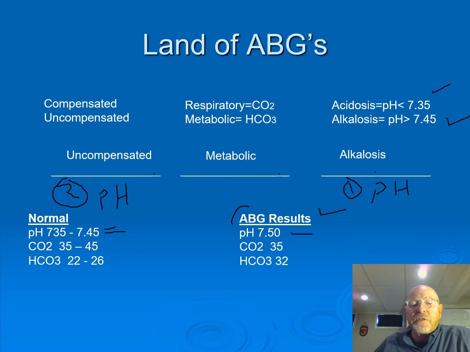The bicarb is outside the normal range, so our cause is a metabolic cause. So the middle name is metabolic. What is our ABG interpretation? Uncompensated, metabolic, alkalosis. Yes, it's actually really that easy.